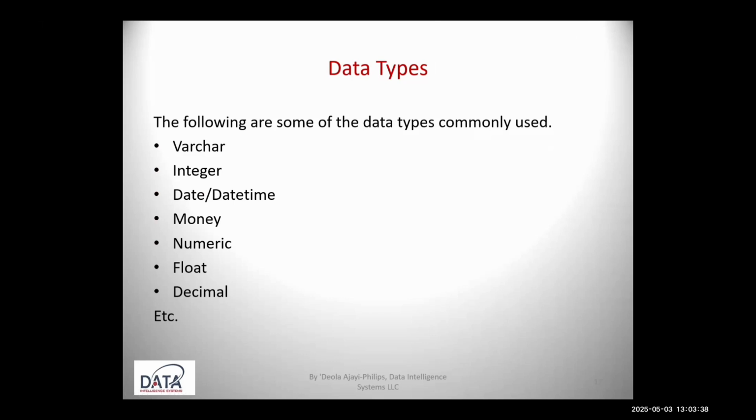We have different data types. I won't bore you with a whole lot. I will just let you understand that we have the VARCHAR. VARCHAR means variable character; we'll define it as we go. We have the integer. Integers are numbers. We have the date and the datetime. We have the money kind of data. We have the numeric, the float, and the decimal.